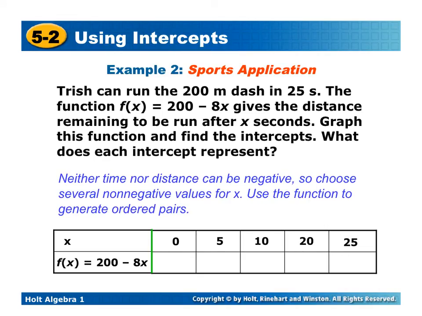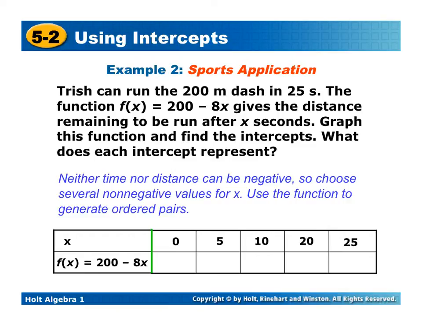Now let's look at a real life example. If Trish can run the 200 meter dash in 25 seconds, the function f of x equals 200 minus 8x gives the distance remaining to be run after x seconds. We're going to graph this function and find the intercepts, and then talk about what each intercept represents.